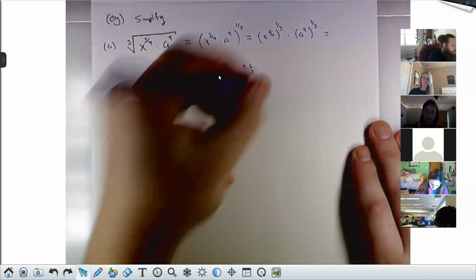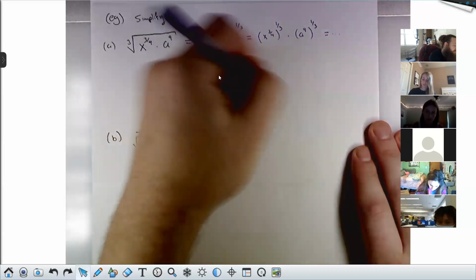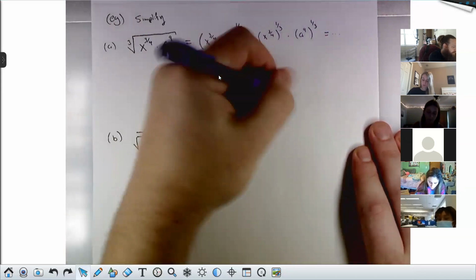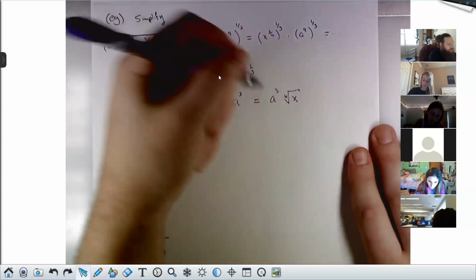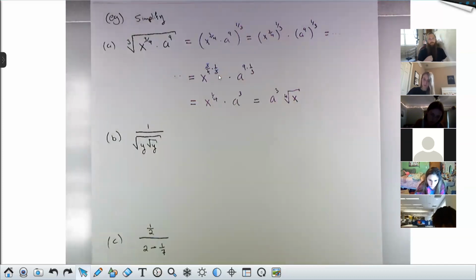And then if you really want to, you could rewrite this as a cubed times the 4th root of x. And on a test, for example, I would be just as happy with this as I am with this. Either one is fine. The only reason I wrote the a cubed first is because it looks nicer to have all the stuff that's not under the radical out front. But you could write it as the 4th root of x times a cubed if you wanted. Just make it clear that the a cubed is not under the radical.